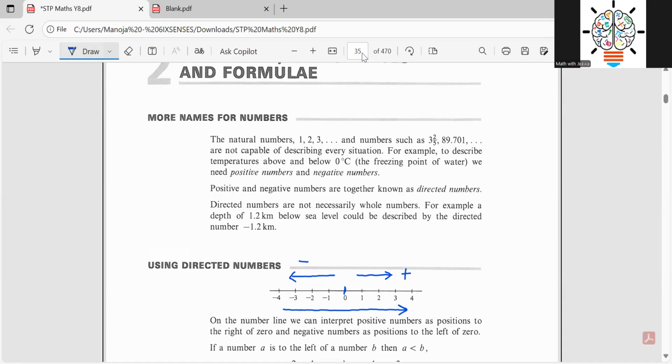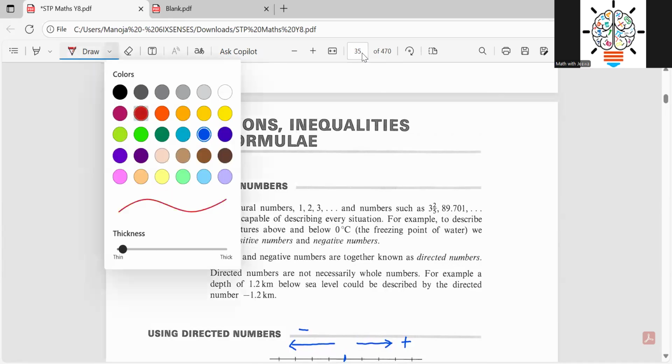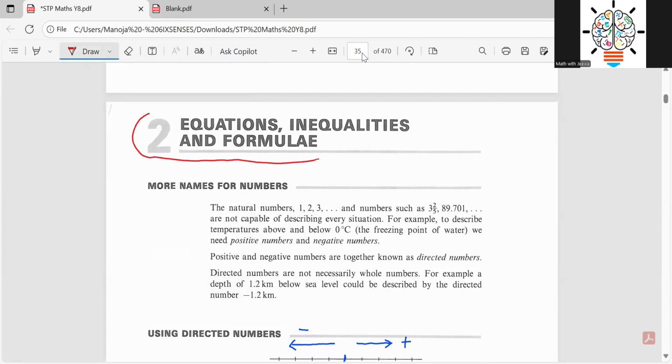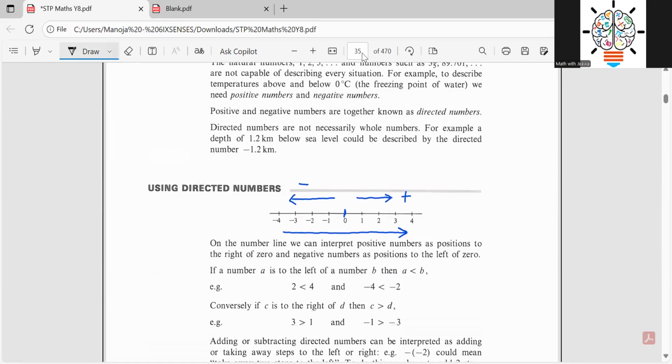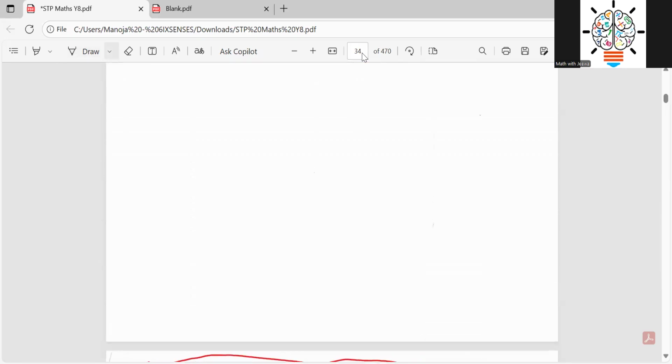Always keep that in your mind. What you can do, children, first of all, you take your theory books and put the date. Write down the main topic in pink color, that is unit 2, equations, inequalities and formulae. So then you can write down the subtopic, using the directed numbers. Under that, you can draw the number line, like this.